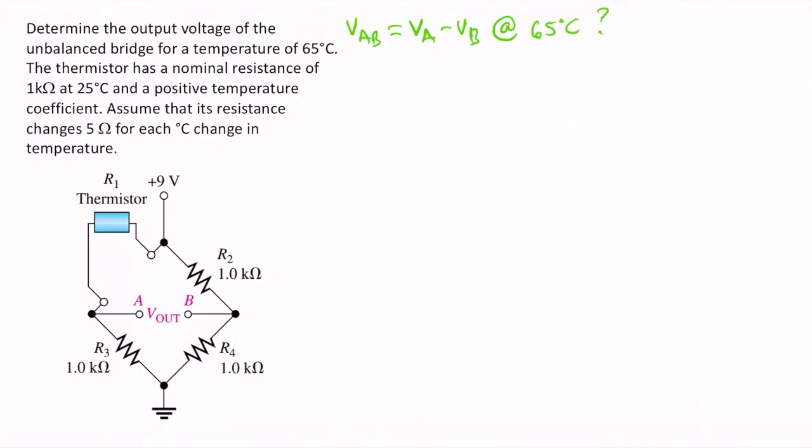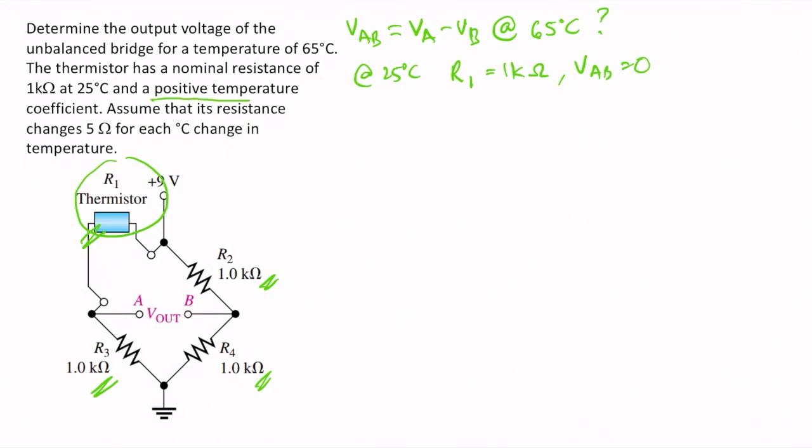Okay. At 25 degrees Celsius, the resistance across the thermistor, which is R1, is 1 kilo ohm. Notice that if this is 1 kilo ohm, this is also 1 kilo ohm, this is 1 kilo ohm, this is 1 kilo ohm. This means that the bridge is balanced, since all resistances are the same. That's another given value, which is not immediately seen in the problem.